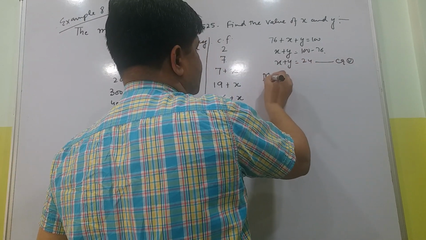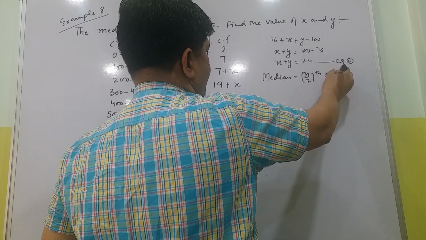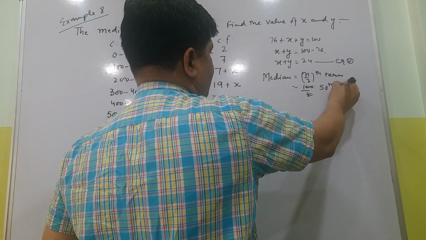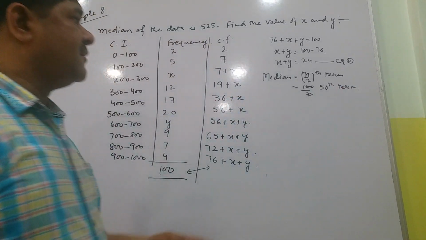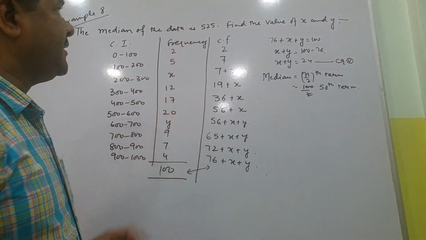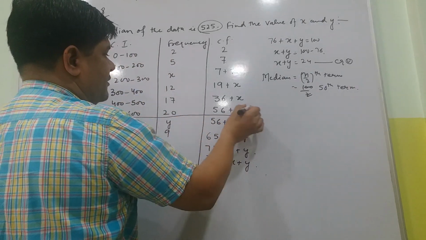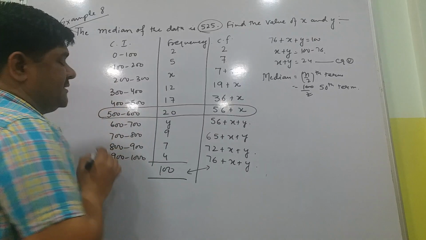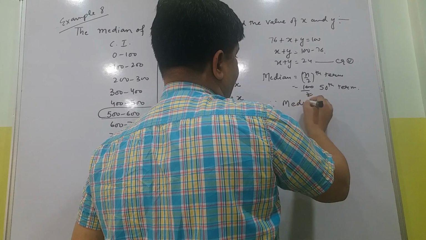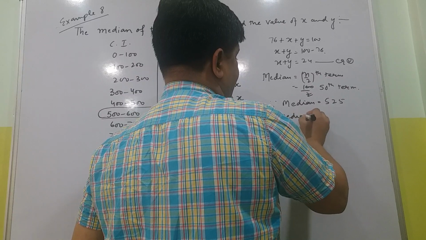Then we go with the second step of the median, as you already know, the n by 2th term. So this is 100 by 2, that is the 50th term. But with the help of the 50th term you cannot calculate the value of x. So for that the median is given to you. The median is 525, so it shows that the median lies in the class interval 500 to 600. Since the median equals 525, therefore the median lies in the class interval 500 to 600.